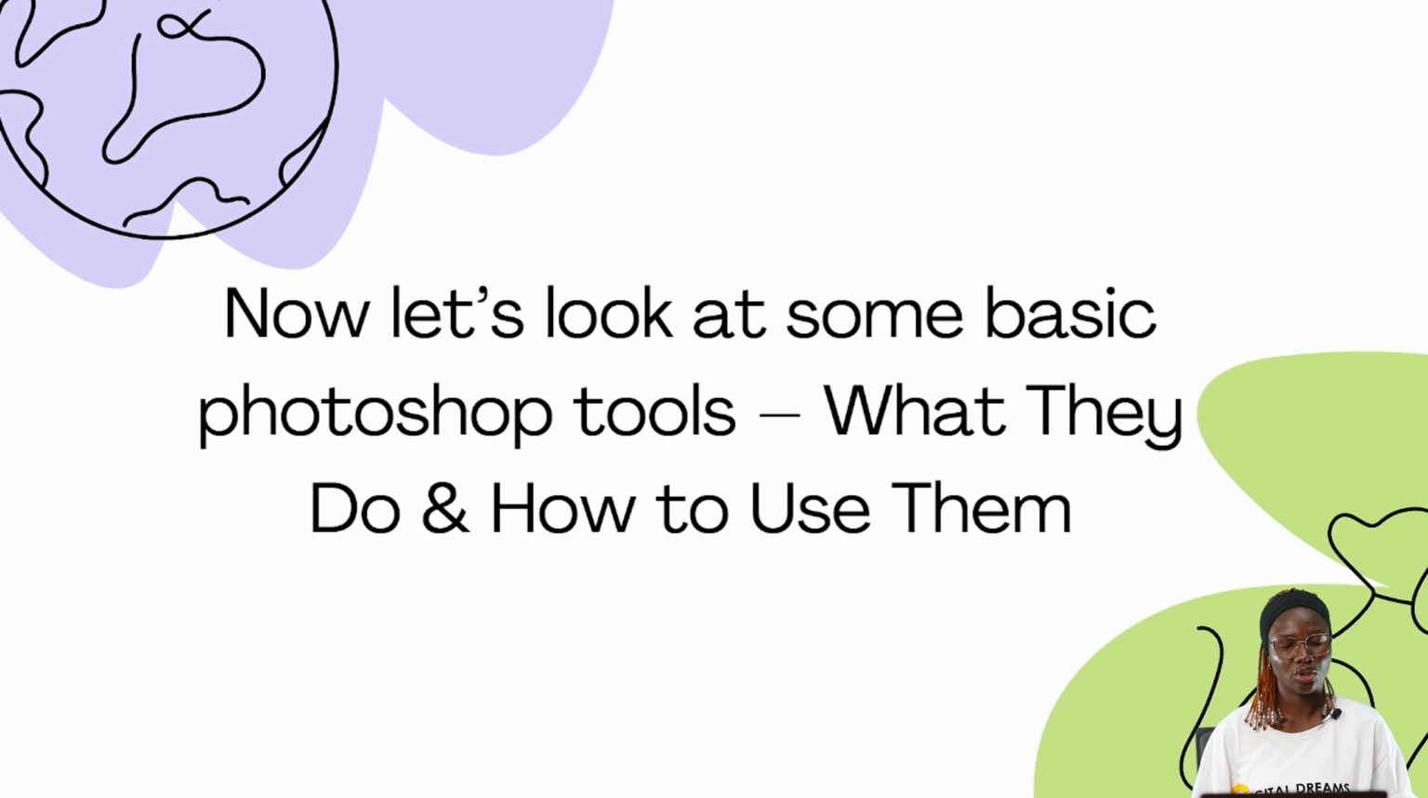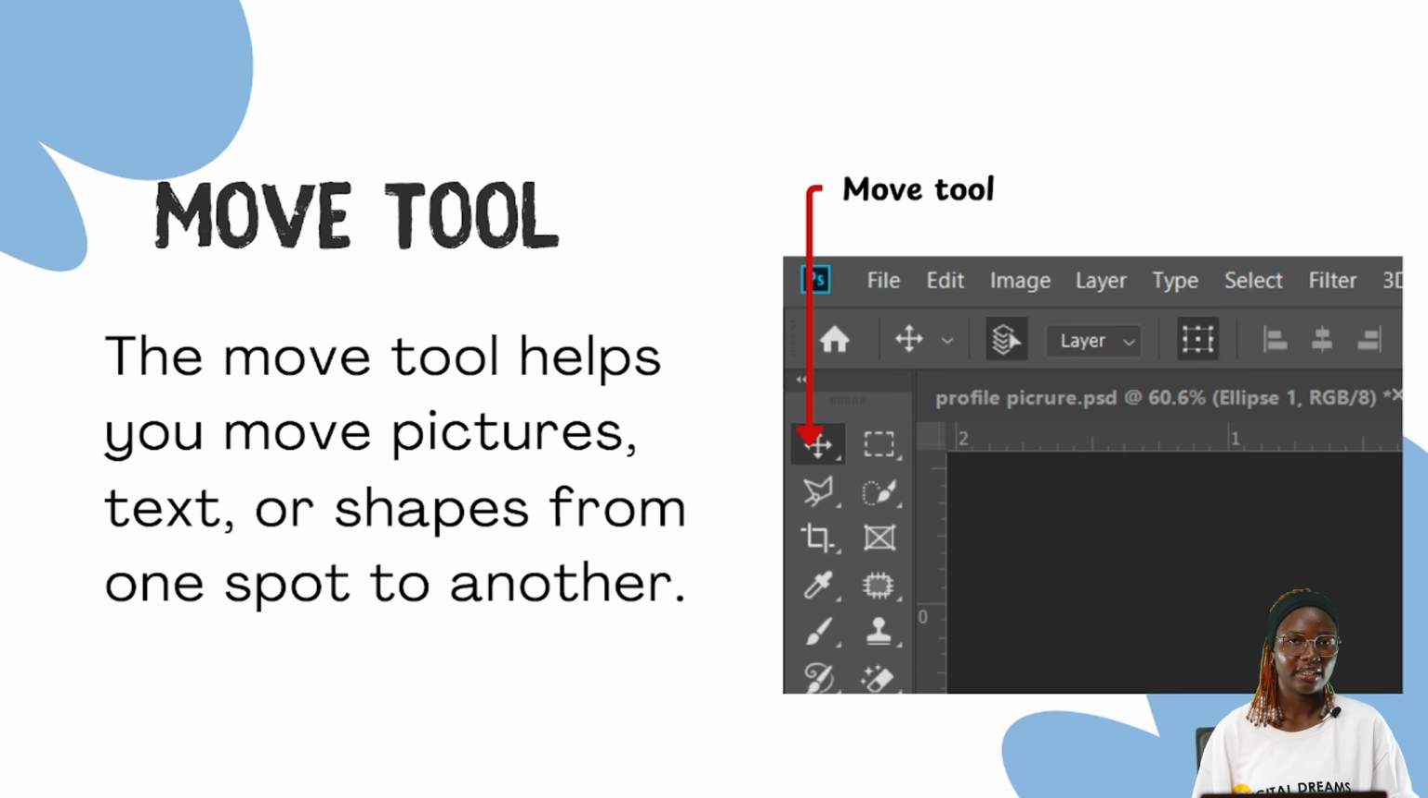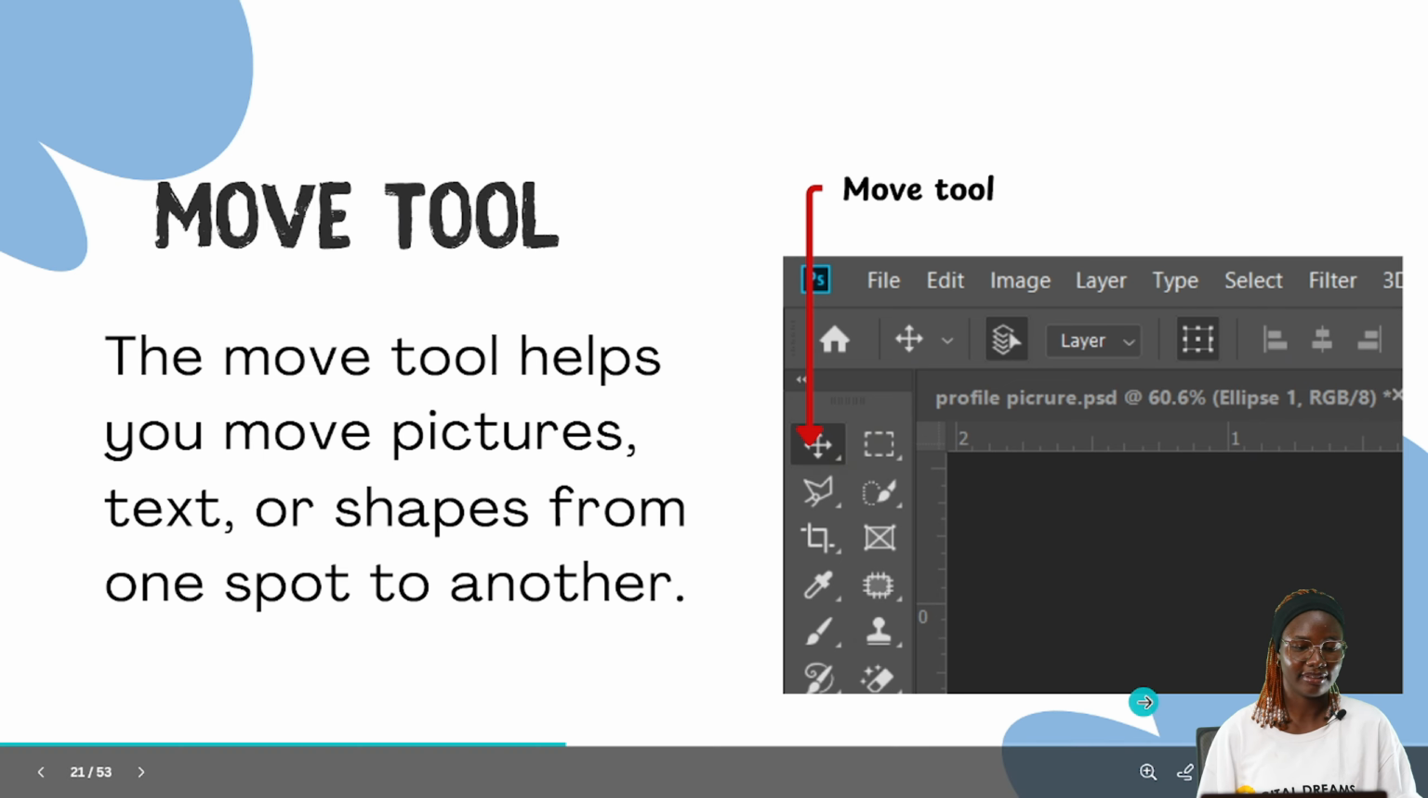Okay, now let's look at some basic Photoshop tools, what they do and how to use them. All right, the first one is the move tool, and the move tool helps you to move pictures, text, or shapes from one spot to another. So this tool here is the move tool, and it is the tool that we use, just like the name says, to move our elements around our canvas.